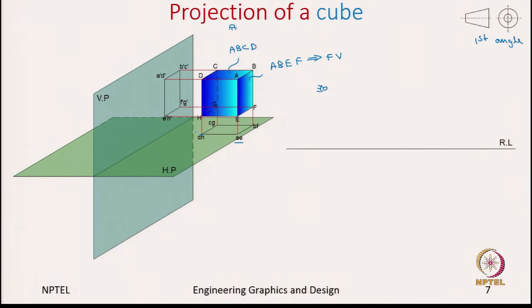Okay. Now, on the drawing sheet, you again start with the reference line, first capture the front view, name it accordingly, and then use the projector lines to capture the width of this cube. Using that, you again develop the top view and name accordingly.